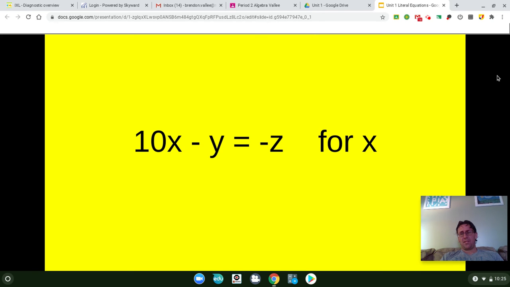It's a little bit tricky to figure out where you start for all of these. So you just have to practice a lot of them until you get used to it. And obviously, you have to be good at solving regular equations to be able to do literal equations.